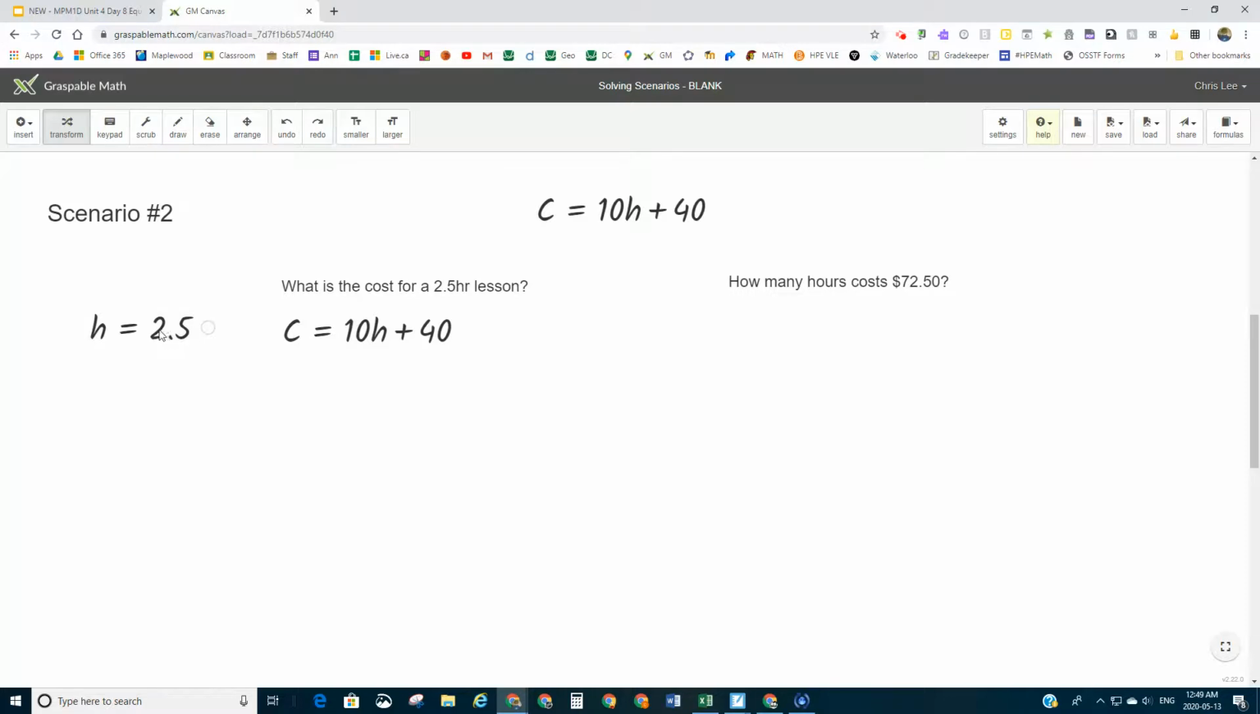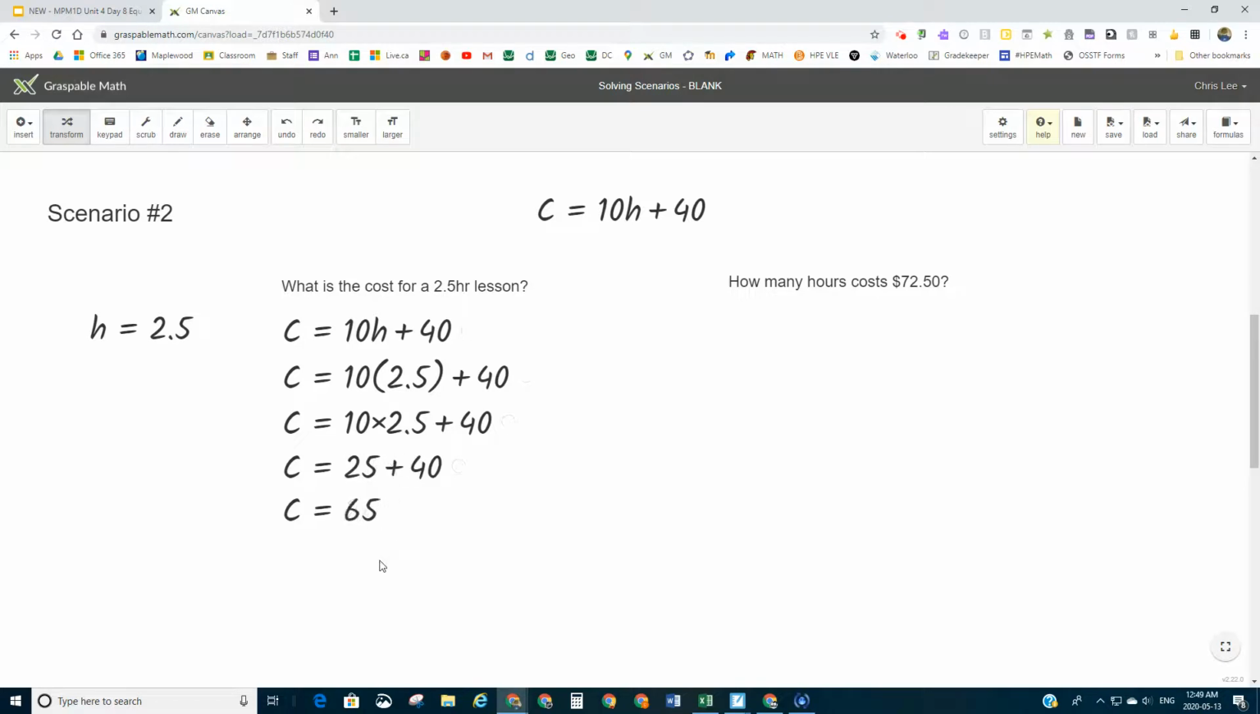Now we can take the 2.5 and substitute it in for H. Again, I'm going to highlight all the steps by dragging the white bubbles down. I need to do the math operation. I got to multiply first, so I'm going to change that to a multiply and times, and I get 25 plus your 40 is 65. And that's the cost for 2.5 hours. Now I can do it again over here. Click and drag and duplicate it.